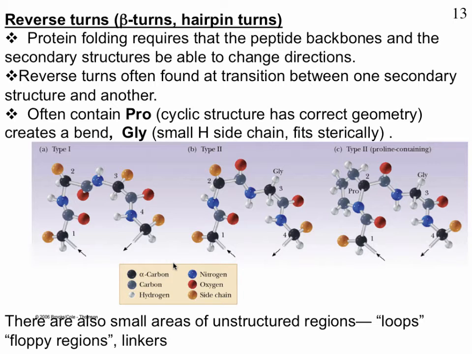Oftentimes they will contain a proline, which will help to create that bend in the turn, and then there's a glycine right next to it. A very common type of turn is called a type 2 turn, and there's a proline in the turn, which creates the bend, and then the next amino acid is the glycine. It's small enough to fit into the very little space that there is in the turn. Along with these different turns, there are also small areas of unstructured regions, which we call loops, or floppy regions, or linkers.